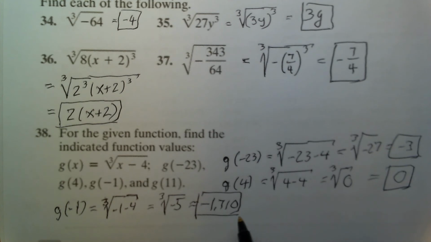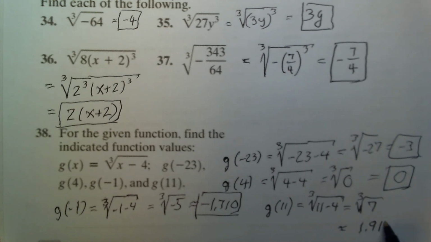And then for the last part, g of 11, we get the third root of 11 minus 4, and it would be the third root of 7, the cube root of 7, and that is approximately equal to 1.913. Again, your calculator will give you the correct answer.